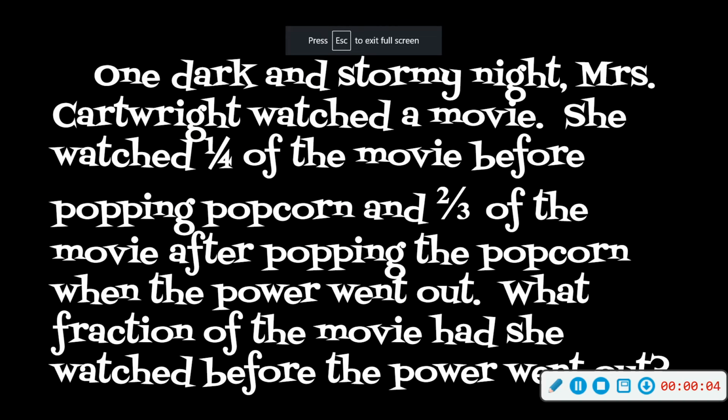Alright, the next story that we have says, one dark and stormy night, Mrs. Cartwright watched a movie. She watched a fourth of the movie before popping popcorn and 2/3 of the movie after popping the popcorn when the power went out. What fraction of the movie had she watched before the power went out?